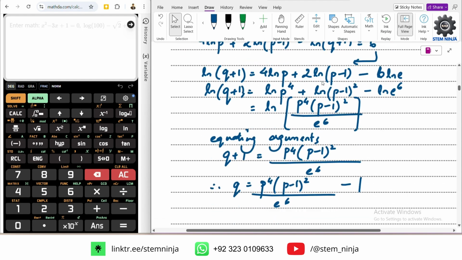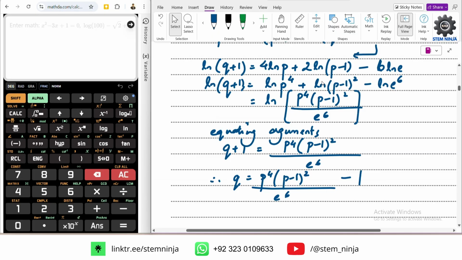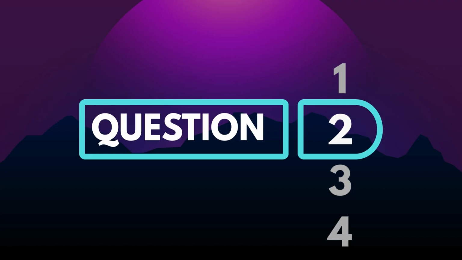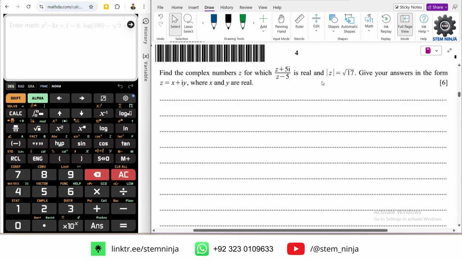Right, okay, now let's move on to next question. Question number 3. Find the complex numbers z for which (z plus 5i) over (z minus 5) is real and the mod of z, that means the magnitude of z, is square root 70. Give your answers in the form z equals x plus iy, where x and y are real.